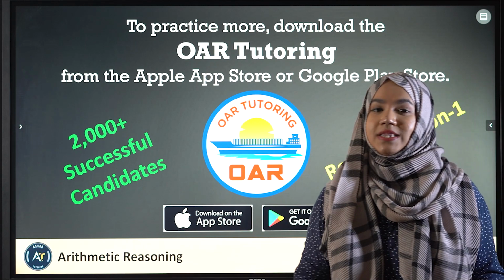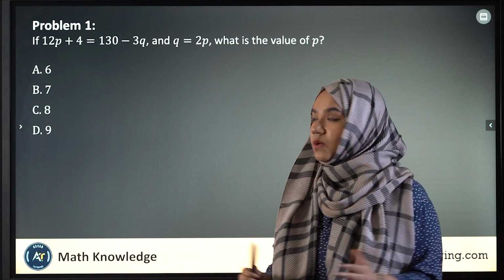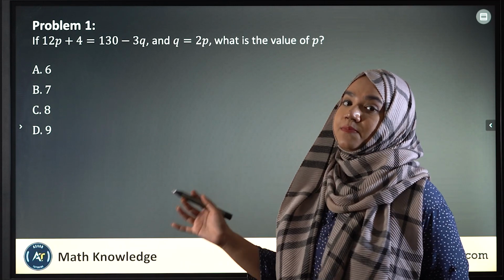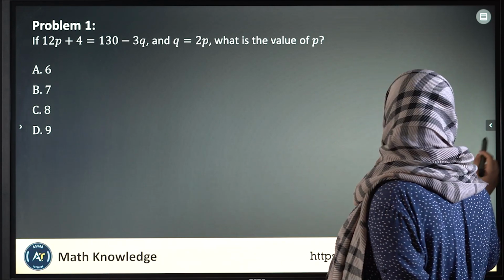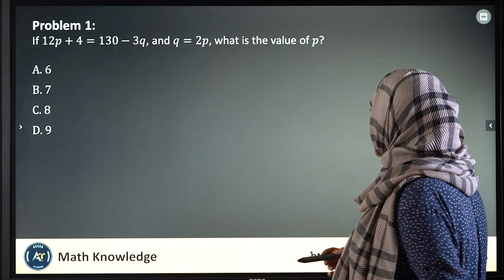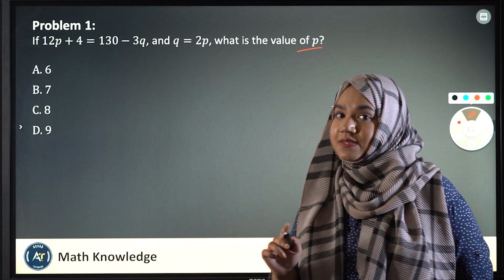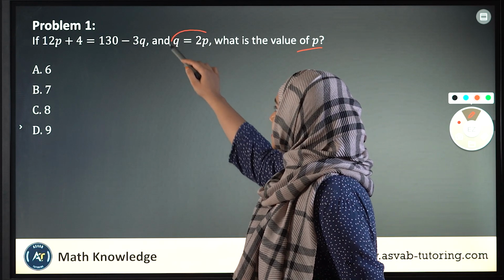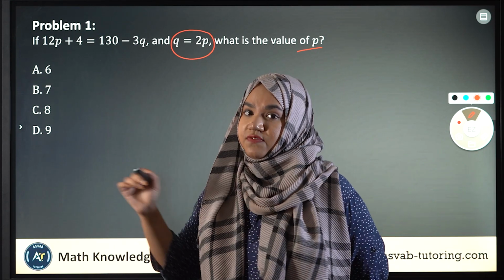Without any further ado, let's get started with problem number 1. If you see problem number 1, it says if 12p plus 4 equals 130 minus 3q and q equals 2p, what is the value for p? So to start off, what did the question ask? The question asked for p, right? This means that we need to substitute what is inside q inside this given equation.